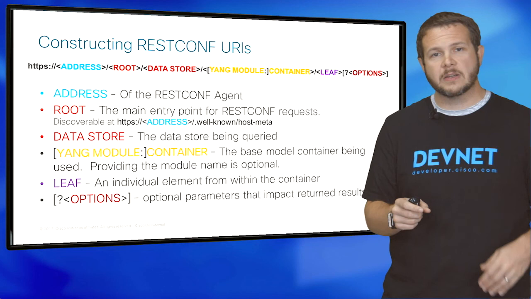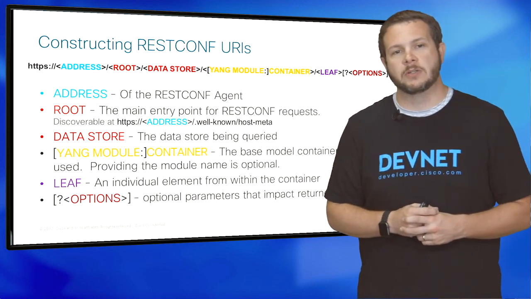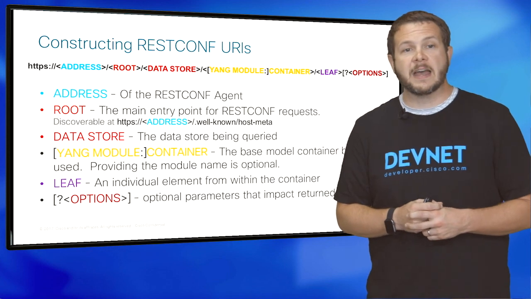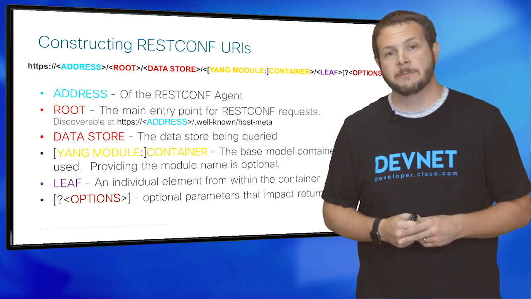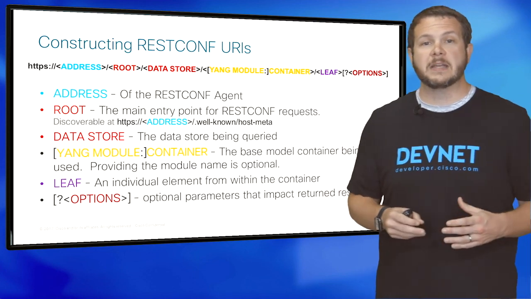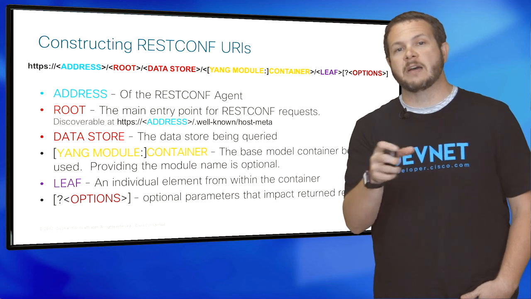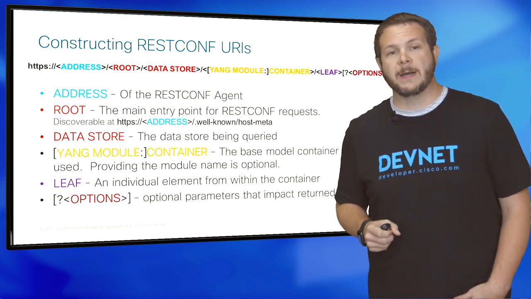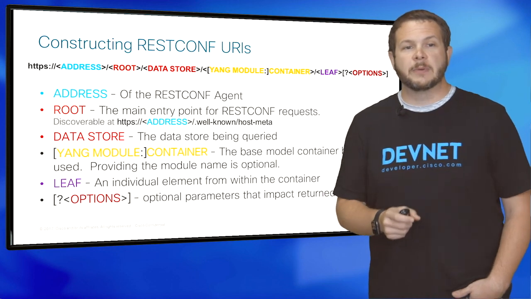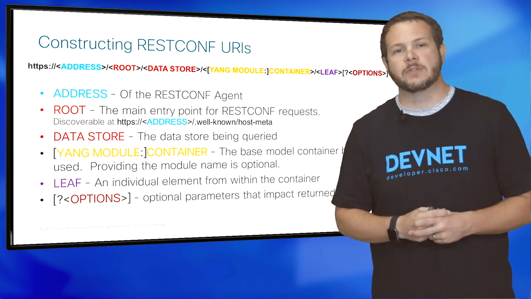In yellow, we get to the point where we identify the specific model and container information we're interested in. We specify that with the model name and the container inside of the model we're looking for. RESTCONF specifies that the YANG model can be omitted. That's an optional parameter, in which case the RESTCONF agent will deduce which model you're interested in based on the container name that you provide. Lastly, we end up in purple here with the leaf. Which element from inside the container are you interested in?